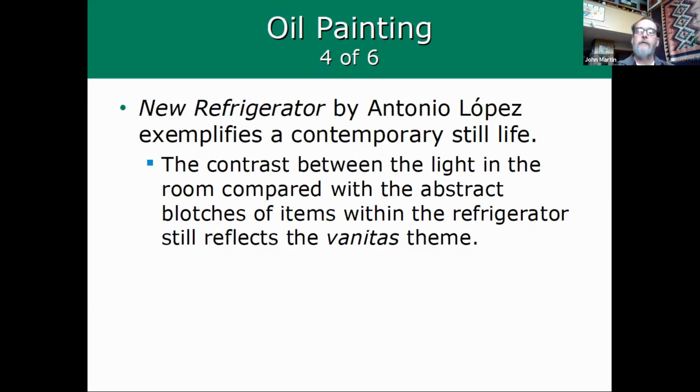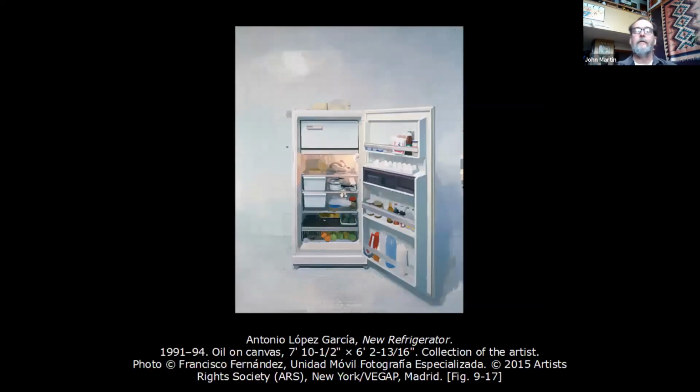Now we're going to see contemporary vanitas by Antonio Lopez. The contrast between the light in the room compared with the abstract blotches of items within the refrigerator still reflects the vanitas theme. Even though food goes bad without refrigeration, even in this refrigerator, we see that food goes bad. There is a patchy area around the refrigerator, a lot of white in there, but the patched area that is probably an area where plaster needed repair is symbolic of this light, this heavenly light.